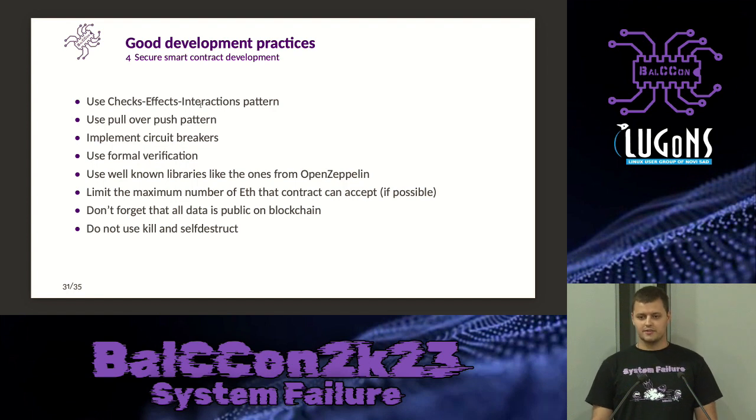Also, don't forget, all data is public on the blockchain, so you cannot hide things that easily there. You need to be aware of that. And yeah, there are functions called kill and selfdestruct. We can destroy contracts, and they can create a bunch of issues. Usually it's a good thing not to have them. You need to have good reasons to have them there.